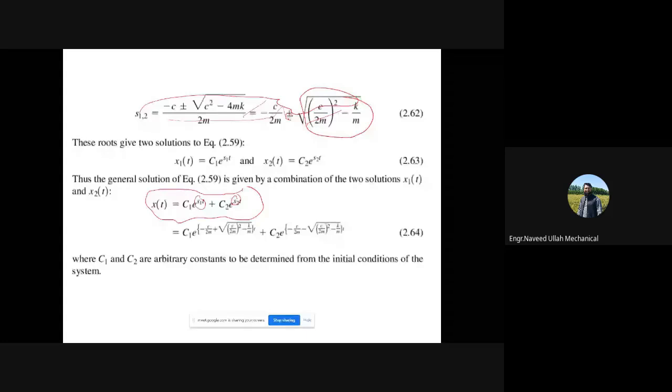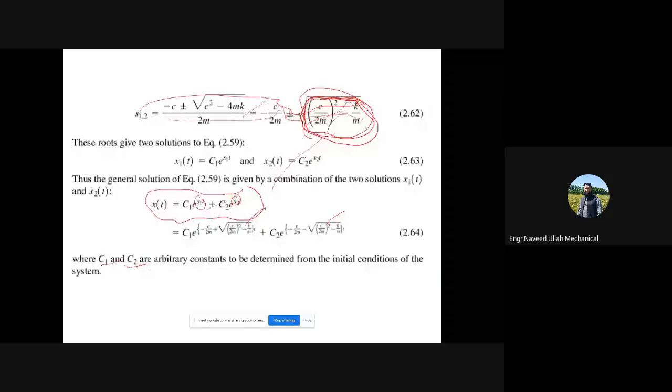Here C1 and C2 are constants, and you can determine the values of these constants using initial conditions. Now, let us discuss a little on the basis of the damping. This is actually the radical. If you see here, this radical, on the basis of this you can categorize this damped system.